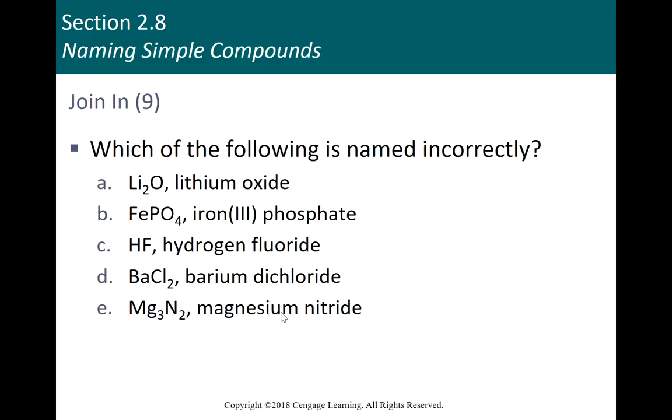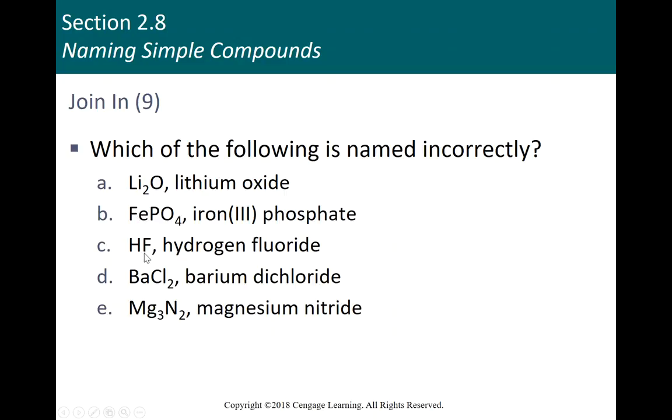Let's look at these. So metal, non-metal. Lithium is in column 1, so no Roman numeral, looks good. Metal, polyatomic, polyatomic's named correctly. This is a transition metal, so it needs a Roman numeral, looks good.